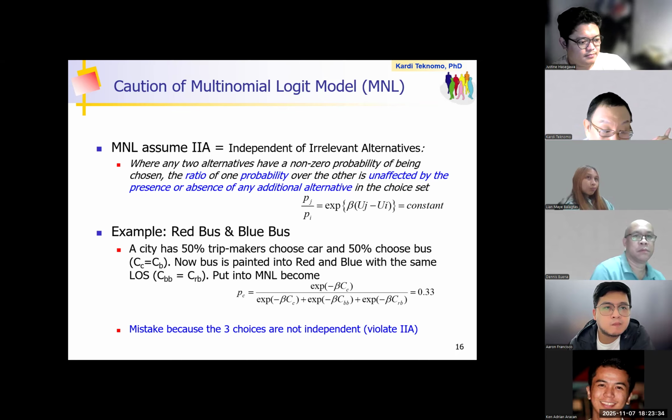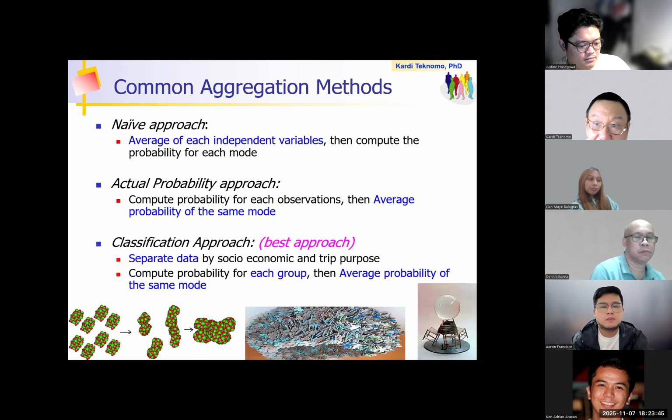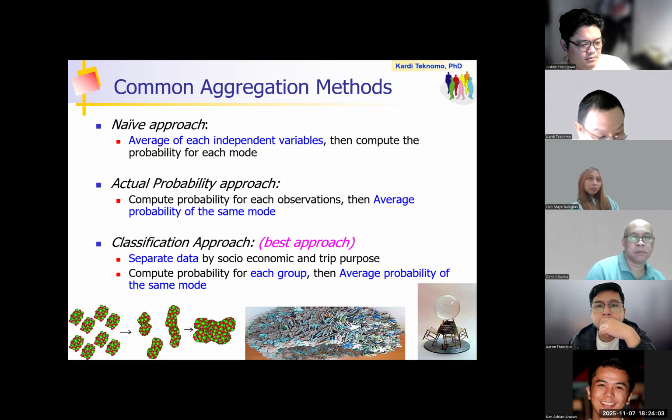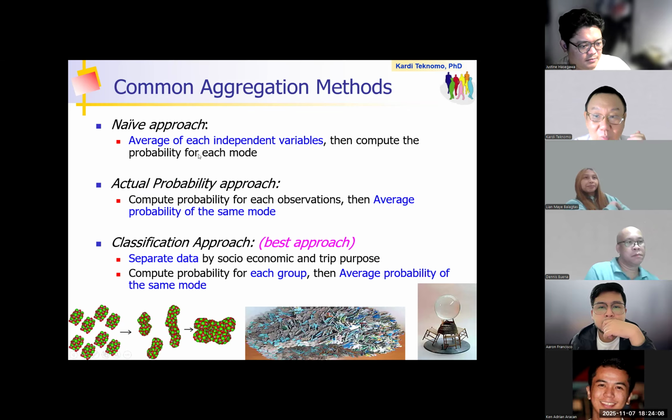Next point is when you have socioeconomic factors, right? So now the question: how are you going to aggregate this? You have different trip purposes and different socioeconomic factors, right? A while ago we said this is not a policy variable, yes. But how are we going to approach this? There are three approaches. The naive approach is to average each independent variable, then compute the probability of each mode. And this is not good.